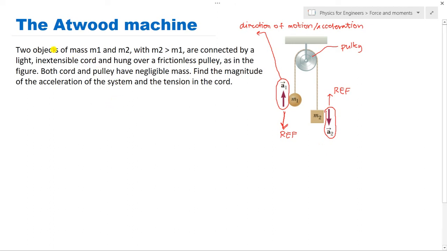So here, the problem states that two objects of mass m1 and m2, wherein m2 is greater than m1. It is specified that our second mass is greater than our first mass. Why? It should be that mass 2 is greater than mass 1. What happens then if I say mass 1 is greater than mass 2?